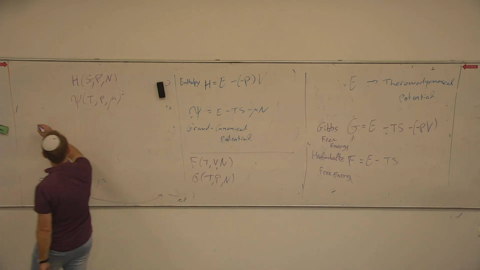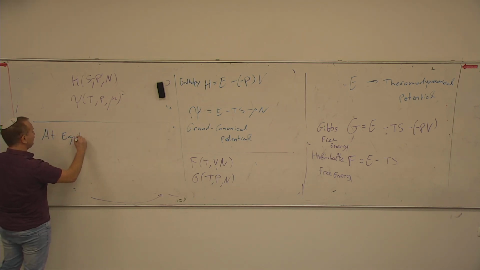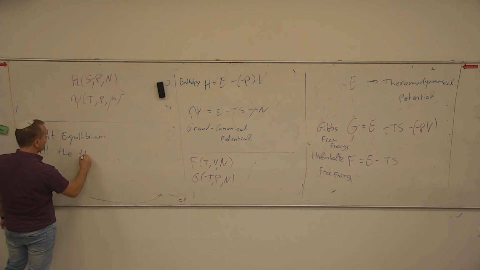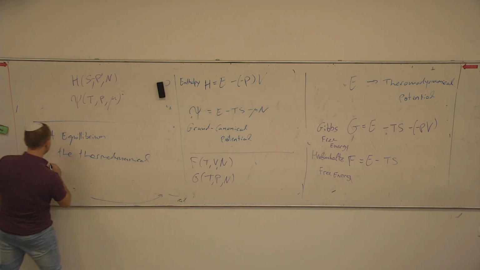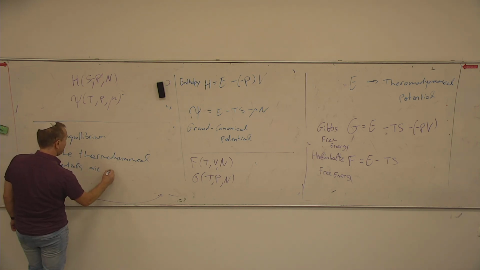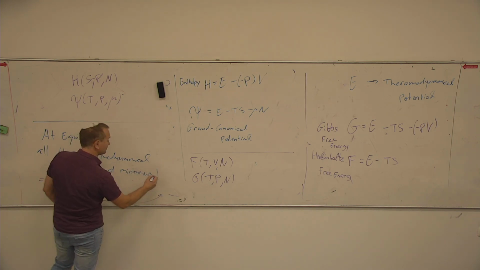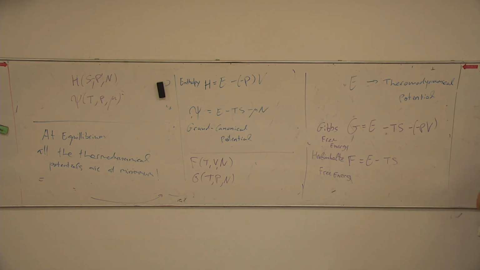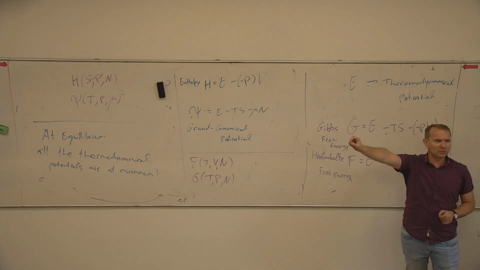And also, something else, which I won't prove to you, but the proof goes exactly as it was done for the energy. At equilibrium, all the thermodynamical potentials are at a minimum. So there is a general variational principle that applies to any thermodynamical potential that you like. You want to look at the Helmholtz free energy, at equilibrium it's going to be minimal.